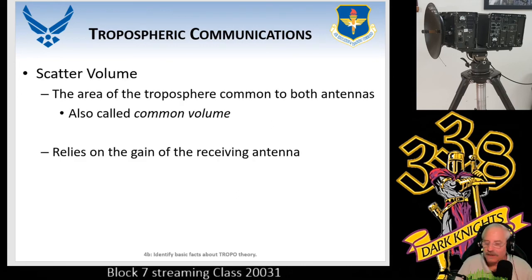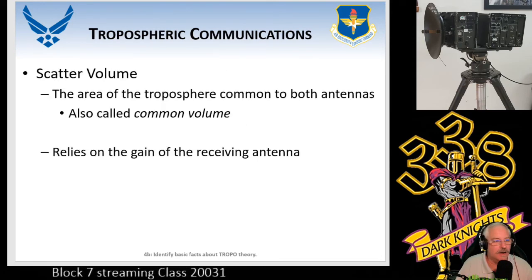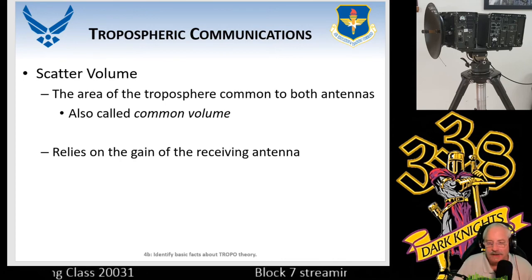We have something called scatter volume. This scatter volume looks just like this. Scatter volume is the area where it's common to both antennas. We also classify it as common volume. So those two are interchangeable. Again, it has everything to do with the antennas. In this case, the receiving one.